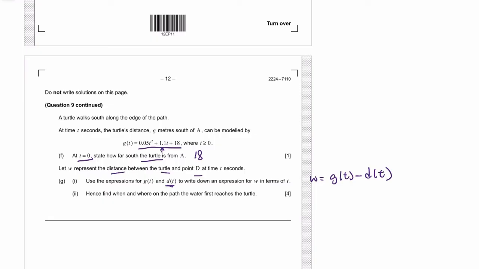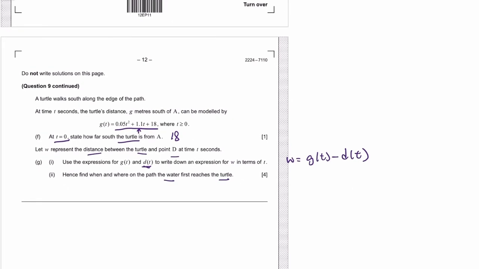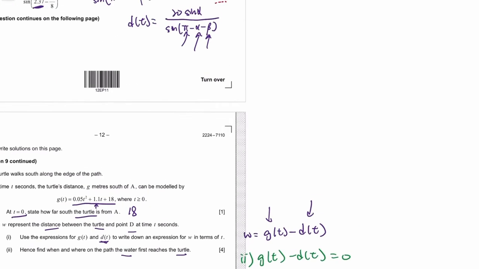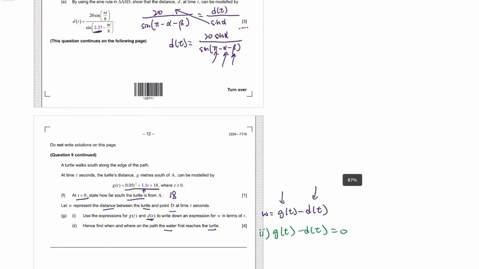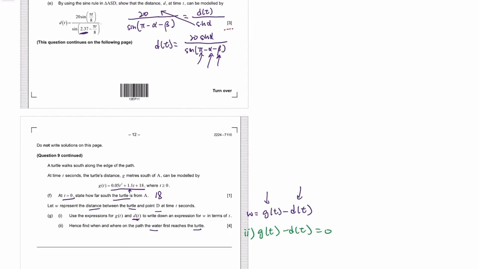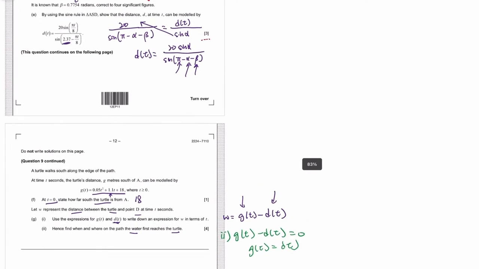Hence, find out when and where does the water reach the turtle. D is where the water is, basically. G is where the turtle is. So if the water reaches the turtle, the distance is 0. So this is 0. What does it mean? Oh, it just means G equal to D. Did we then just graph?